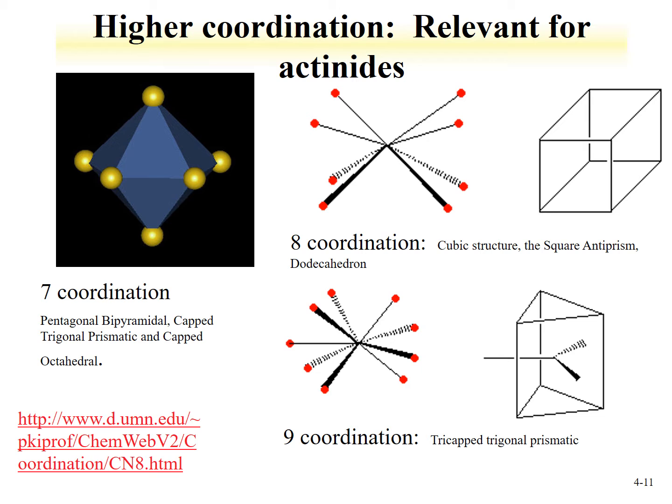Actinides can take higher coordination numbers, and here are some examples of coordination number 7, 8, and 9. There's a few different for coordination 7. Example here is pentagonal bipyramid, so there's a pentagon with the pyramid above and below. This 8-coordinate structure here is cubic, and the 9 is a tricapped trigonal prismatic type structure. More detail can be found here on the website listed on this slide.